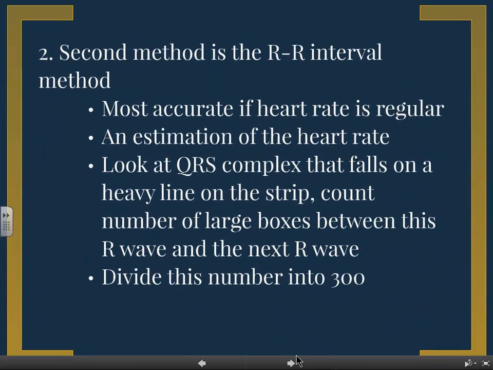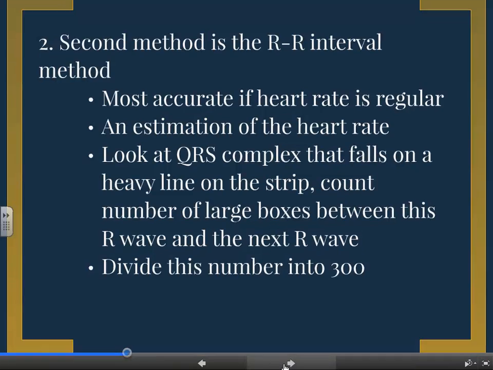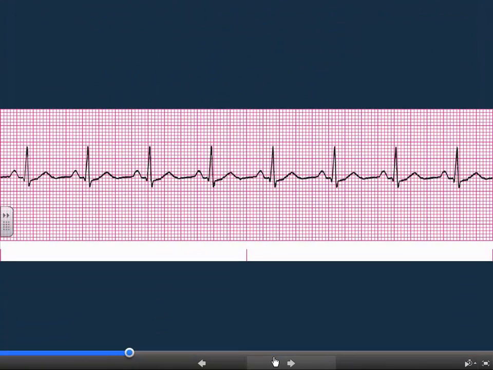All right, your R to R method is just look at, you find your QRS complex that falls on a heavy line, count the number of large boxes between it and the next one, then divide by 300. And that's usually going to give you a more accurate view. Okay? So, let's just say this one falls the closest. So I've got 1, 2, 3. So I've got about 3.75. I've got about 3 1/4 big boxes between the two.